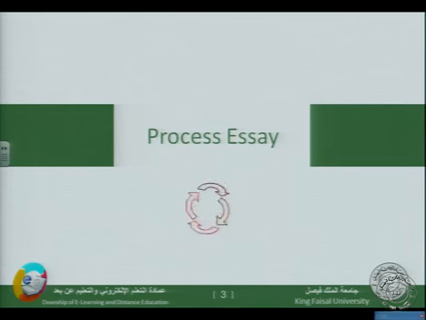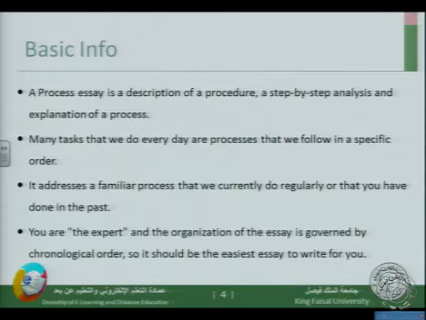When we start with the introductory paragraph, how to start with it. We have some advice for you today before you process an essay. In the next class, we're going to apply all this advice and these theories or rules, and we're going to have a practical class. So these are some basic information about what a process essay means.